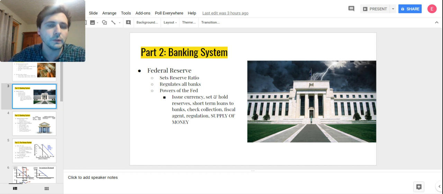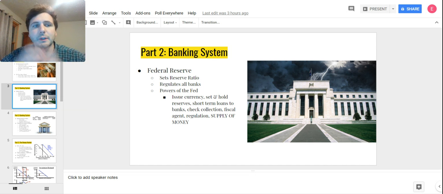plays a very vital role in the banking system. The Federal Reserve is the bank of banks. It's the overarching bank. It does a lot of things, right? But the main things that we're worried about and that we pay attention to are it sets the reserve ratio. The reserve ratio is a percentage of checkable deposits that have to be set aside, that cannot be touched.